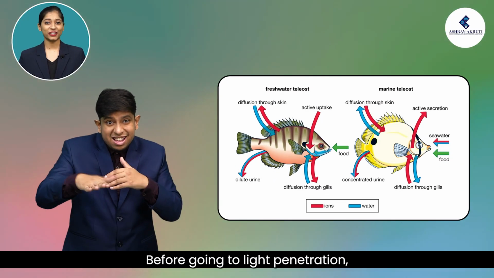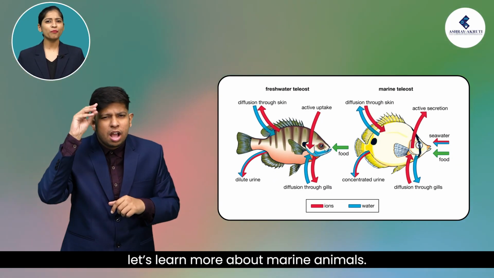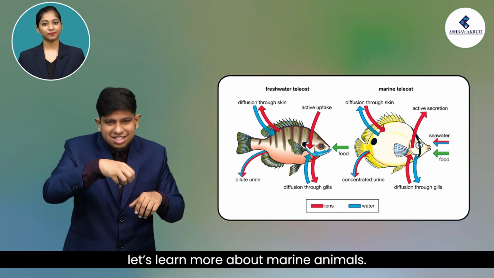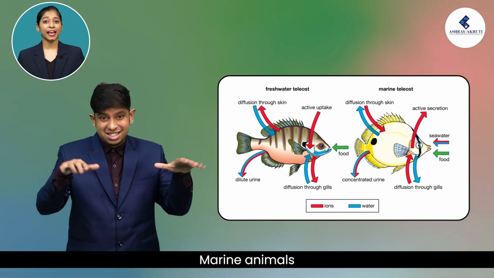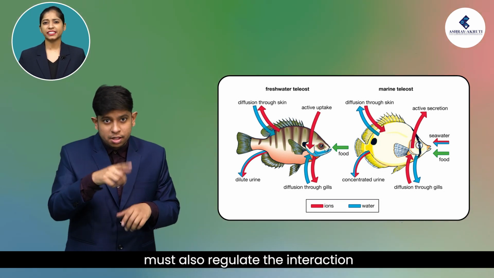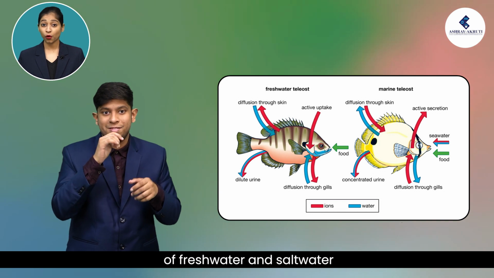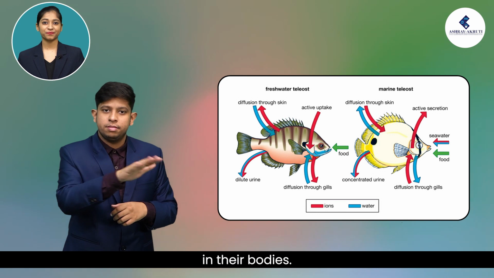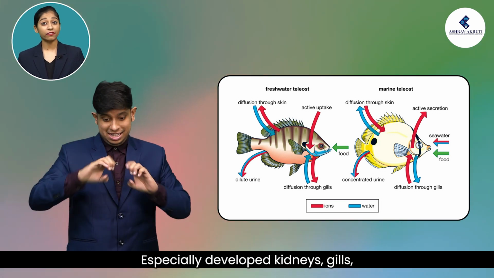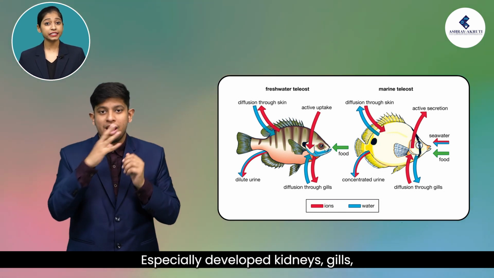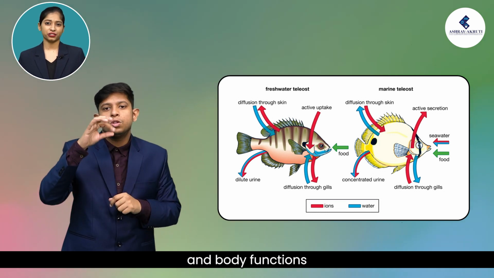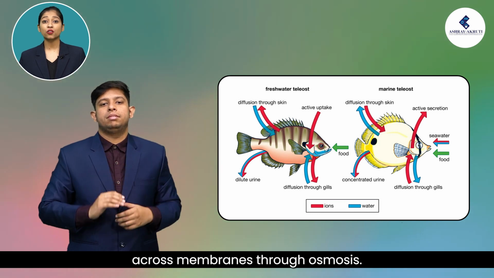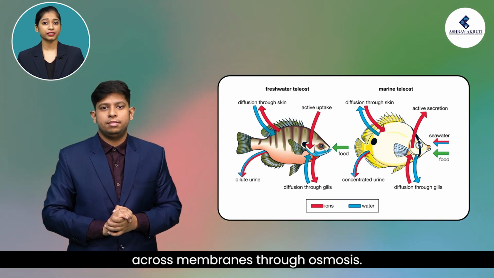Before going to light penetration, let's learn more about marine animals. Marine animals must also regulate the interaction of fresh water and salt water in their bodies. Especially developed kidneys, gills, and body functions help to maintain salt concentration across membranes through osmosis.